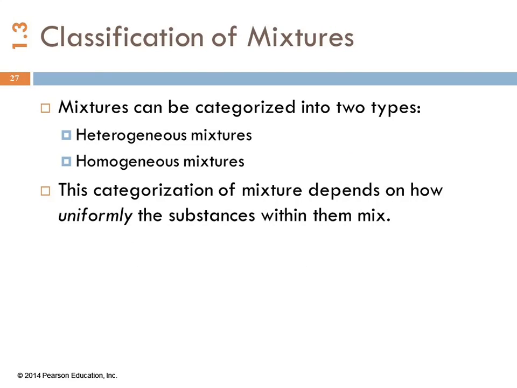We can also divide the mixtures into two different groups, heterogeneous and homogeneous. We use a lot of prefixes in science. So hetero and homo are prefixes. Hetero means different, homo means the same. So a heterogeneous mixture, you can see that there's two different things there. A homogeneous mixture is going to be the same composition throughout. So the categorization depends on how uniformly the substances in that mixture are combined. I think we've got some examples here.